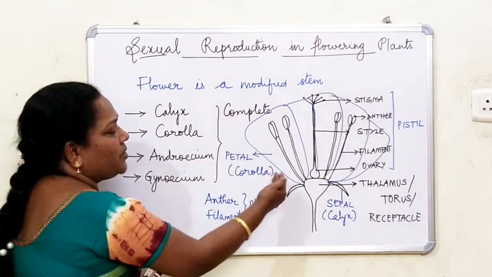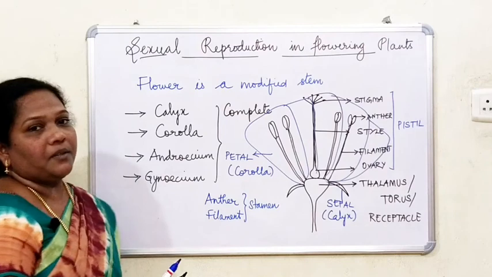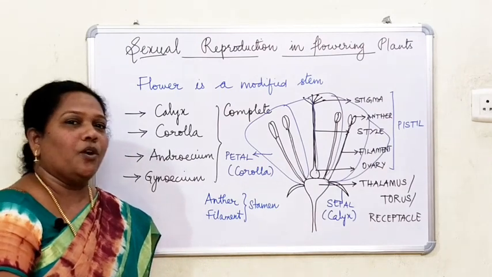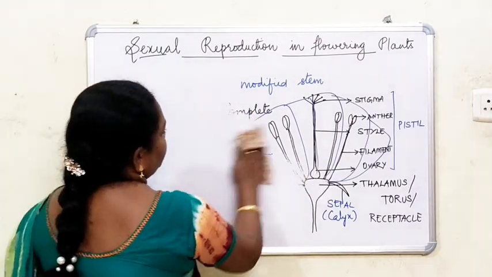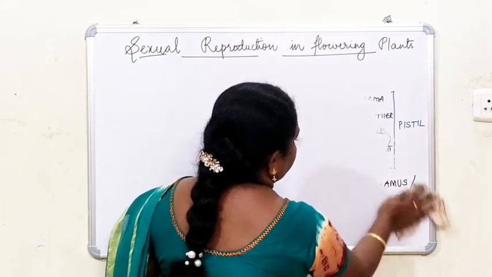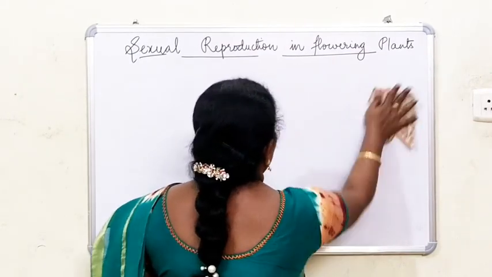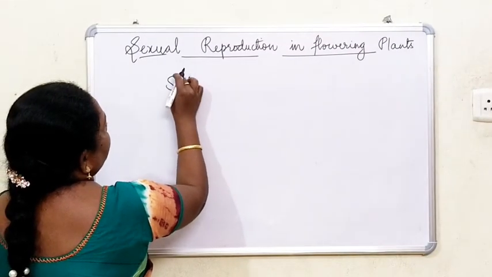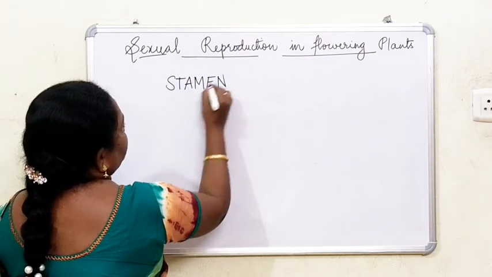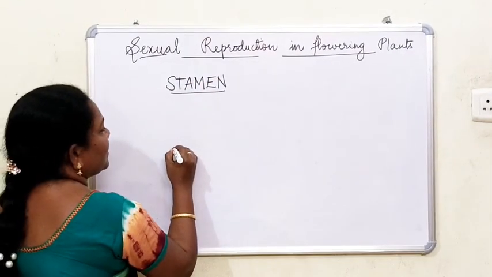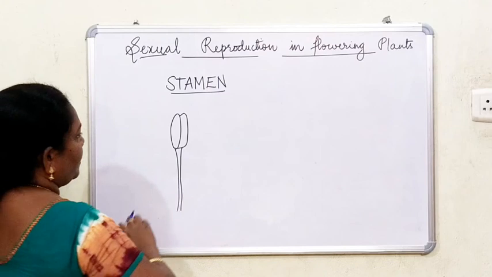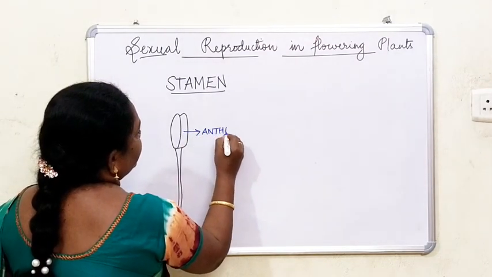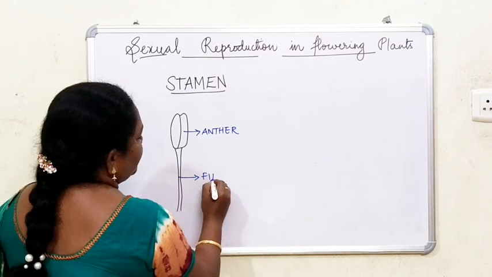Next we are going to learn about the male reproductive part of the flower in detail, and then we will move on to the female reproductive part of the flower. So next is the male reproductive part of the flower, the stamen. This stamen has the anther and the filament.